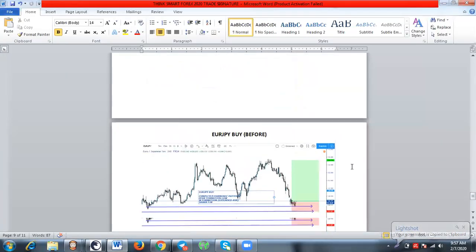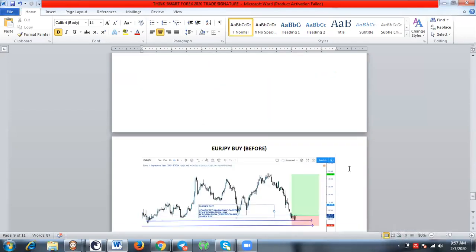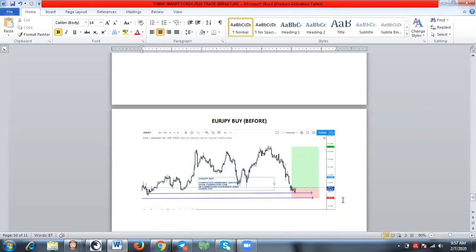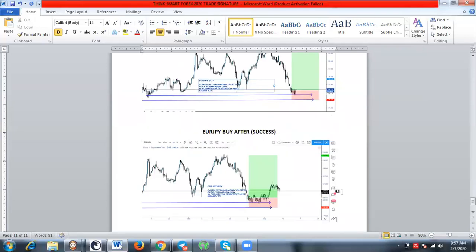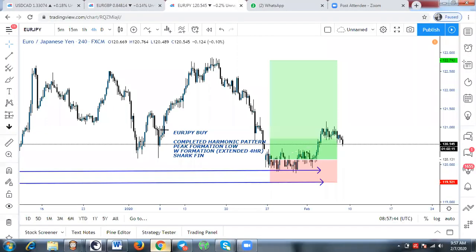Now you can see this trade methodology I'm showing you. We're showing you guys the before and the after. Now you can see the win rate is very, very high. Okay, so let's check out NZD JPY.